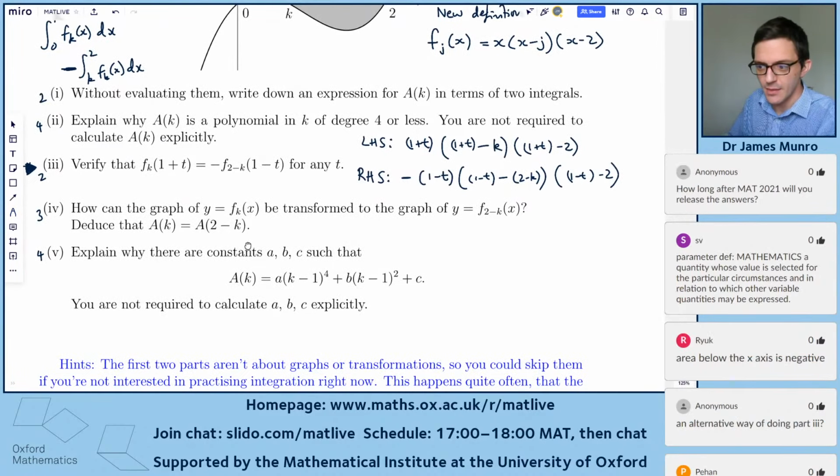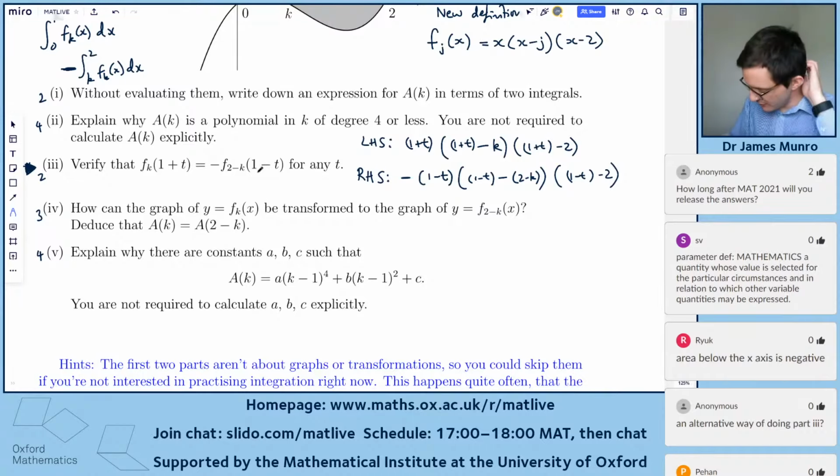So, this thing looks like transformations, right? It's got a 1 plus t inside a bracket. It's got a 1 minus t inside the brackets. A key thing to do is to interpret this in terms of transformations. So the argument for part 4 really is going to be about transforming the graph f_k of x to the graph f_{2-k} of x. It's about transformations of graphs to get from one to the other.